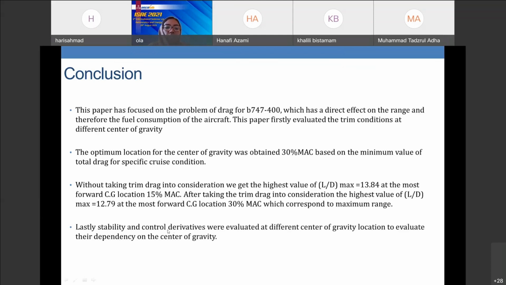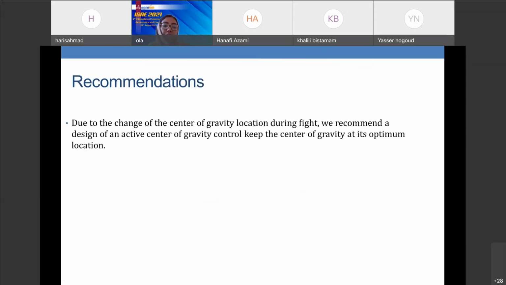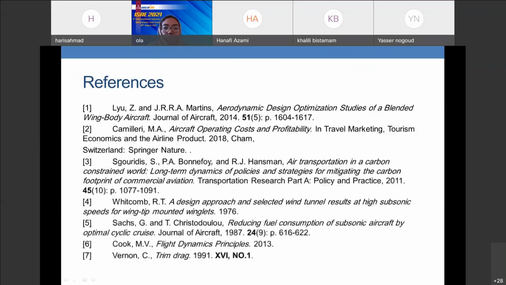The aerodynamic control and stability derivatives were also studied at different center of gravity. Lastly, we have the change of the center of gravity location during flight, and active center of gravity control to keep the center of gravity at the optimum location. Questions?